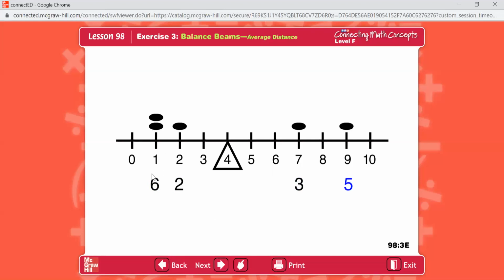The left side is 8. 6 plus 2 equals 8. And on the right side, we have 3 plus 5. 3 plus 5 is also 8. So we have 8 on both sides, so we know it's balanced. The distances are the same, meaning it's balanced. Remember, figure out the distance of each weight from the balance point, then add to find the total distance. So make sure you're looking at how many weights are in each number.